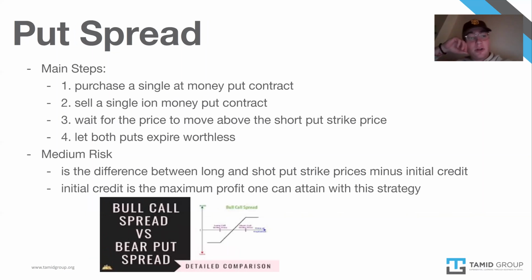And then we have the put spread to end. It's similar to a call spread, except you're expecting the price to go down, not up. However, there is a medium risk because the price can go down a lot. So not exponentially, but you can lose quite a bit. The risk comes from the difference between the long and short put strike prices minus the initial credit. So the initial credit is the maximum profit one can attain with the strategy, but the maximum loss is much larger.